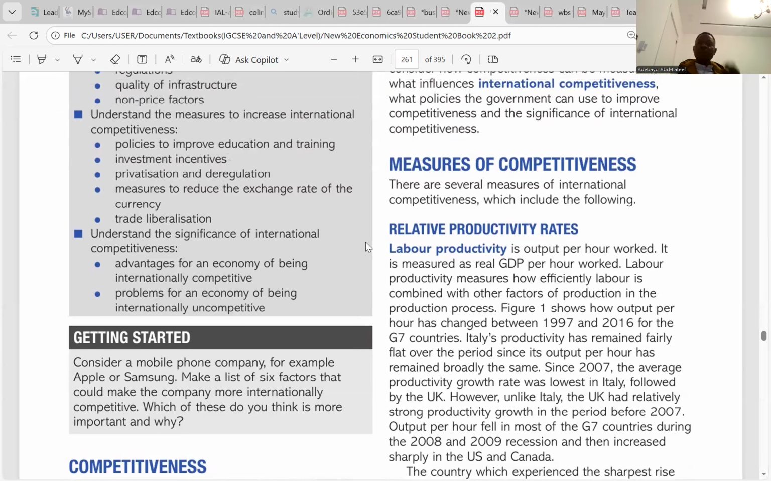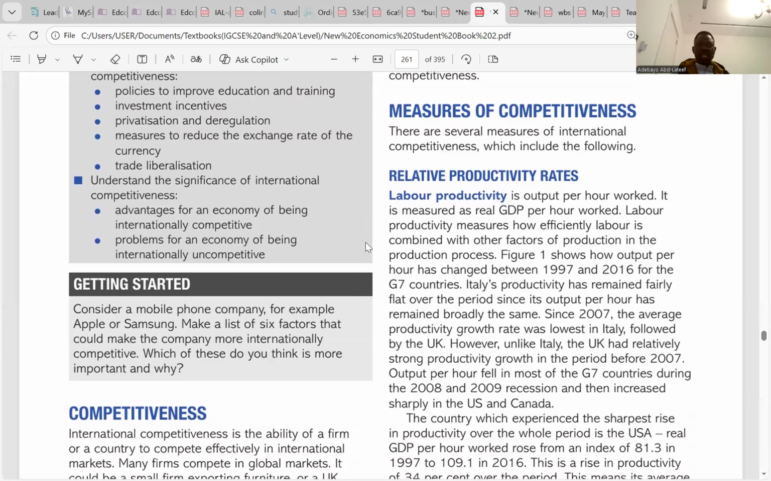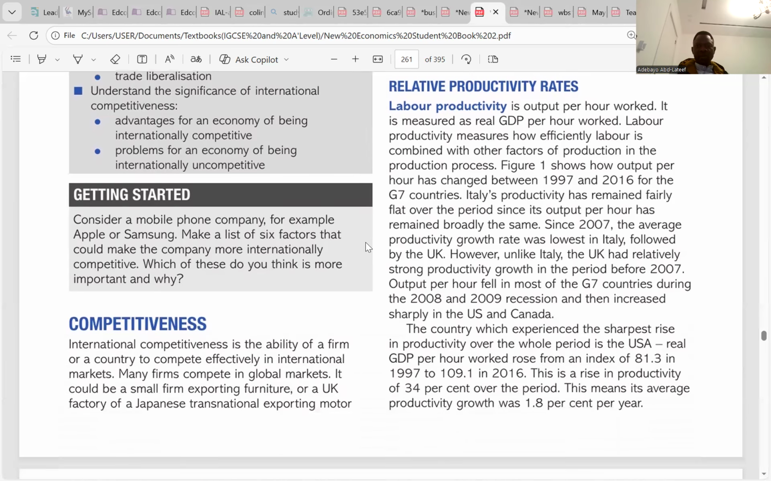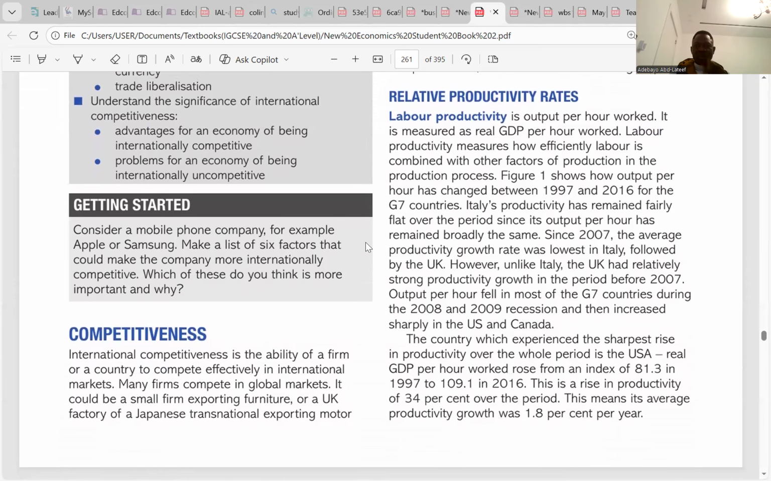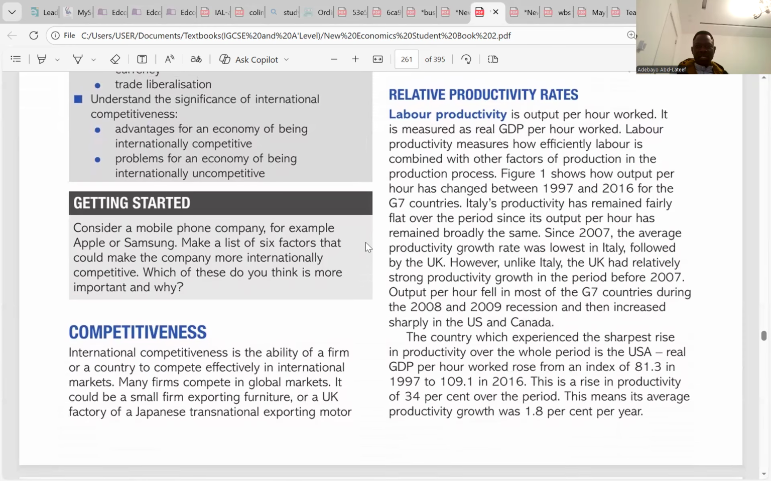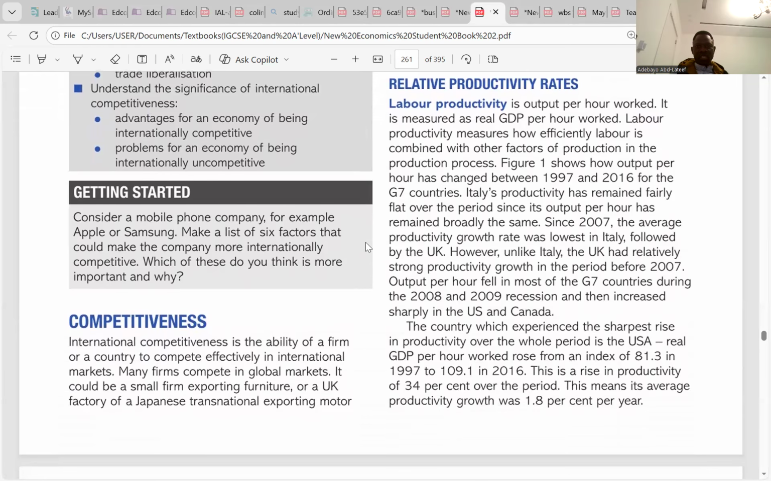For labor productivity, here they wrote, labor productivity is output per hour worked. It is measured as real GDP per hour worked. Labor productivity measures how efficiently labor is combined with other factors of production in the production process. So we have figure one there. Figure one shows how output per hour has changed between 1997 and 2016 for the G7 countries.